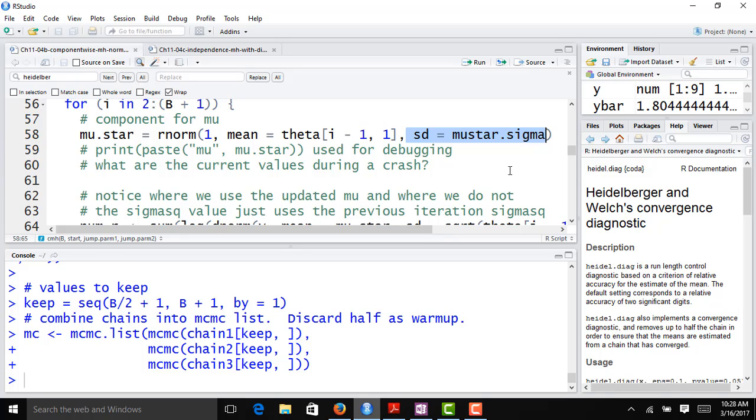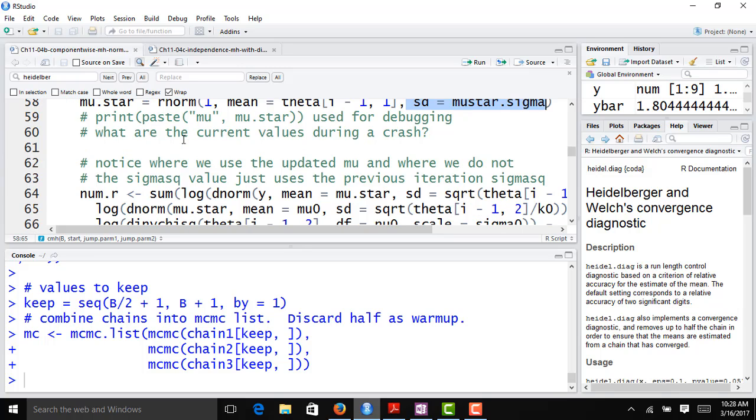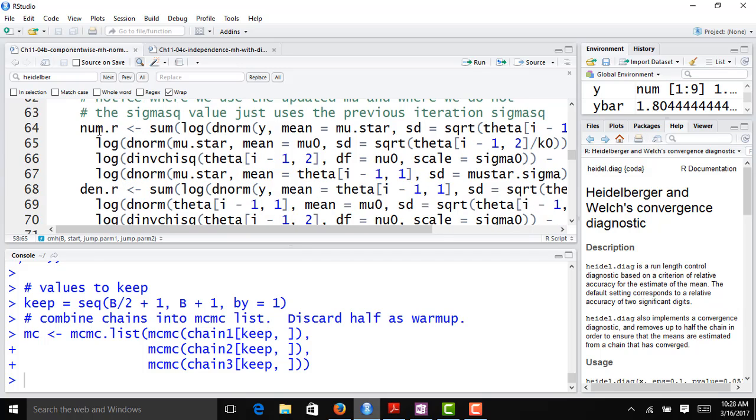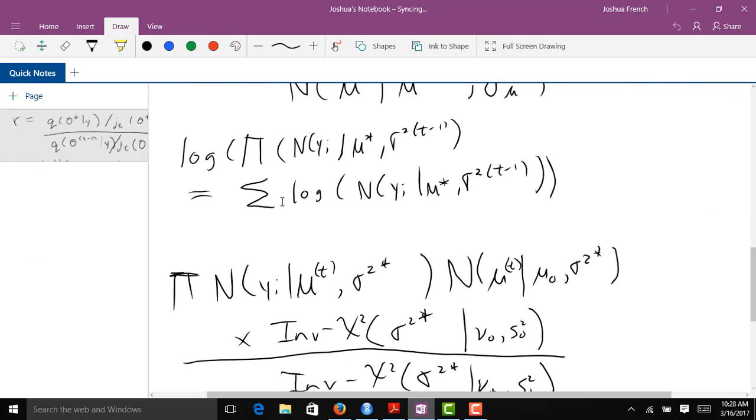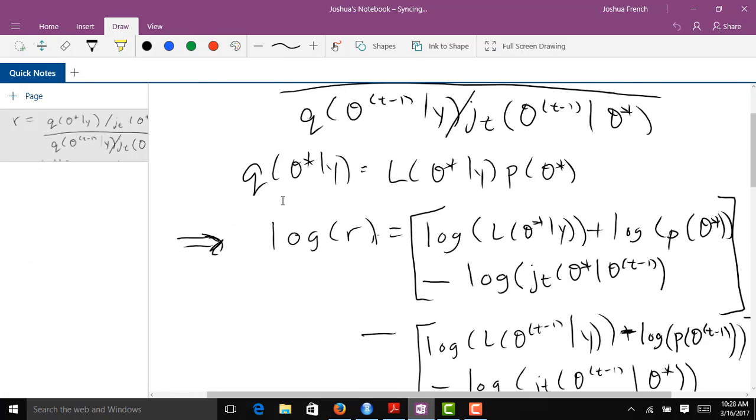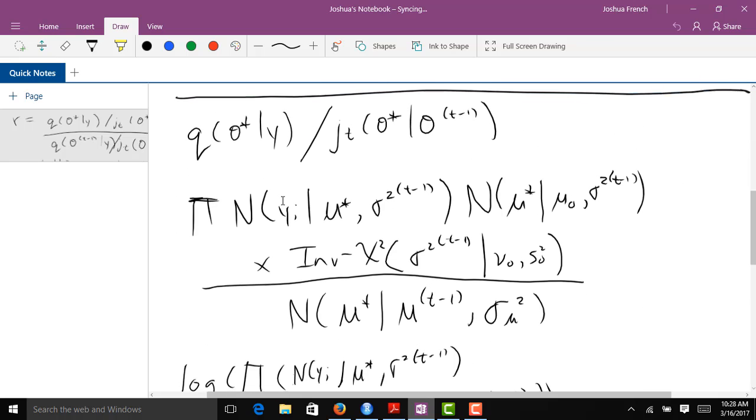And now that I have sampled mu star, I now need to compute my log acceptance ratio and decide whether I should keep the sampled value. And so I have this complicated set of commands here, and I'm actually going to go over here to OneNote so you guys can hopefully get some more insight into what's going on.